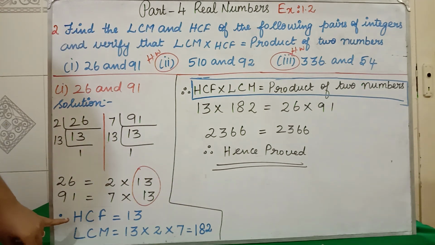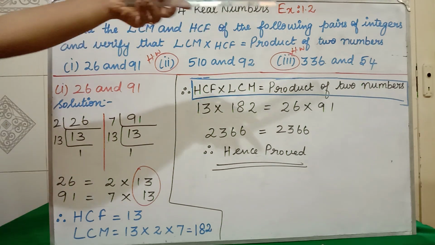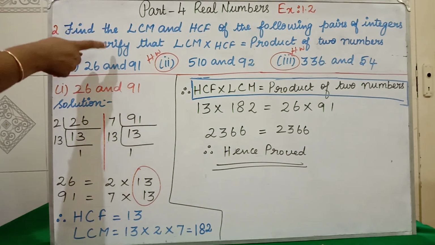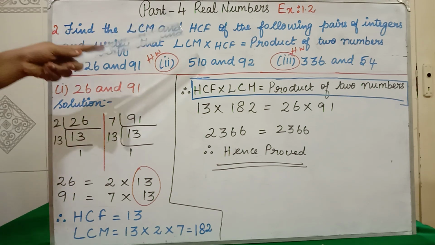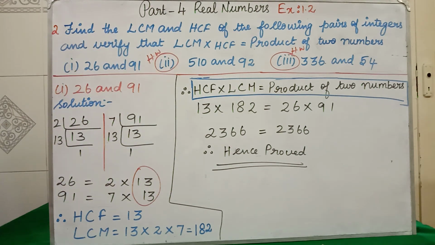We have found the HCF and LCM. After that, what are they saying? Of the following pairs of integers, verify. They are asking us to verify that LCM into HCF is equal to the product of the two numbers.